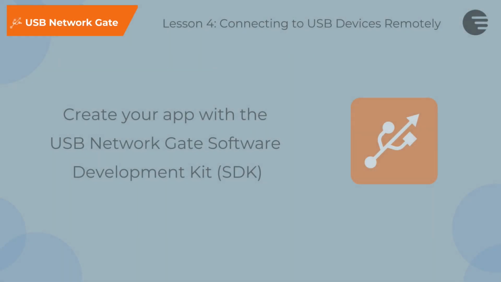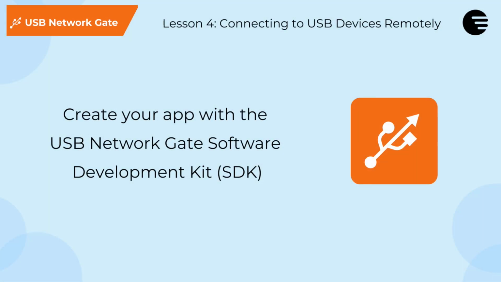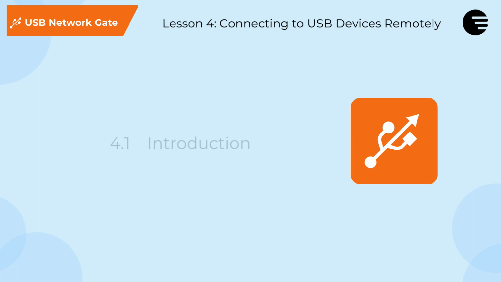Welcome to Lesson 4 of the USB Network Gate SDK tutorial. In the last video, we installed the SDK and set up a server application that can retrieve a list of devices physically plugged into that computer. In this lesson, we'll create the client project to access those devices over a network.